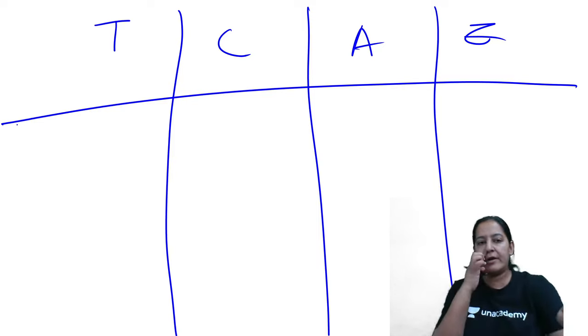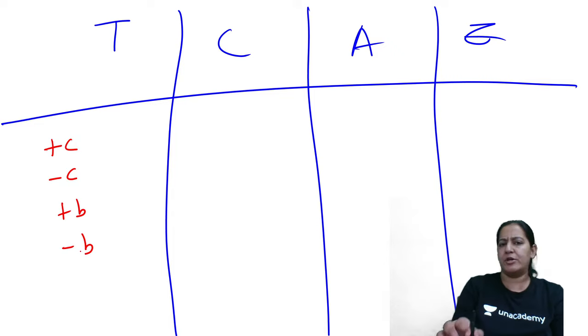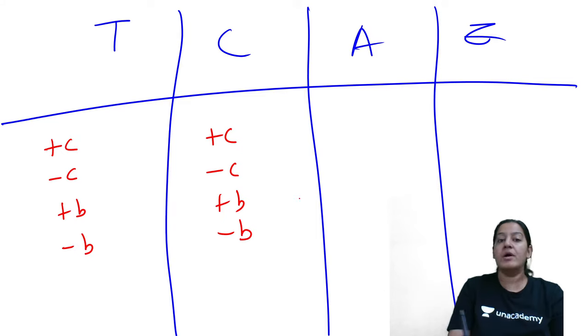Say yes or no. Tetracycline is broad spectrum. That is, it is active against gram-positive cocci, gram-negative cocci, gram-positive bacilli, gram-negative bacilli. It is broad spectrum. Same with chloramphenicol. It is also broad spectrum, active against all 4.